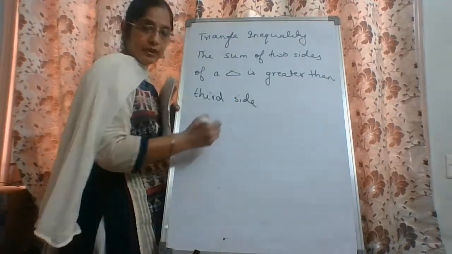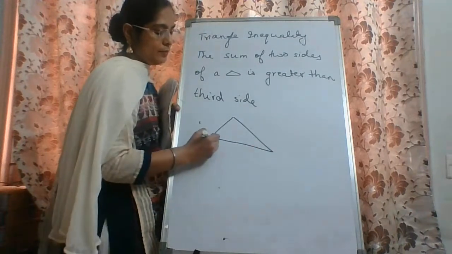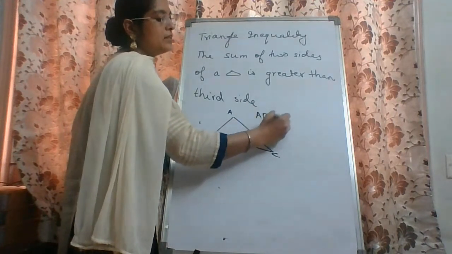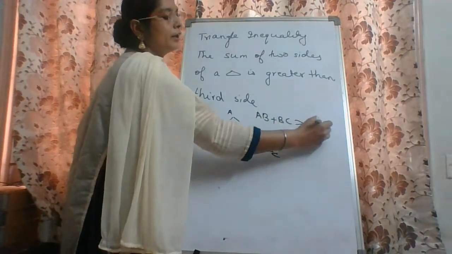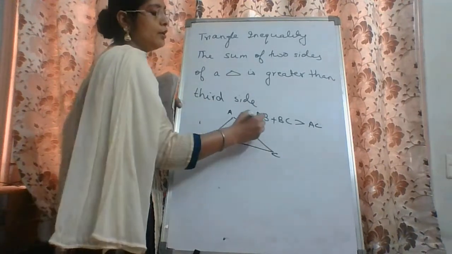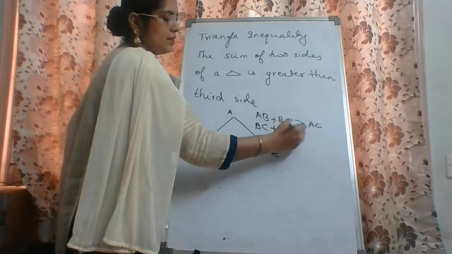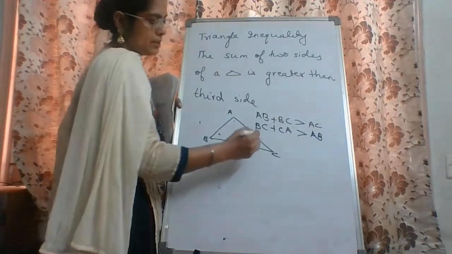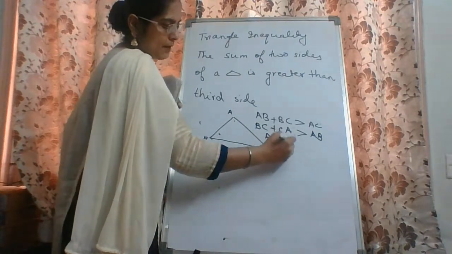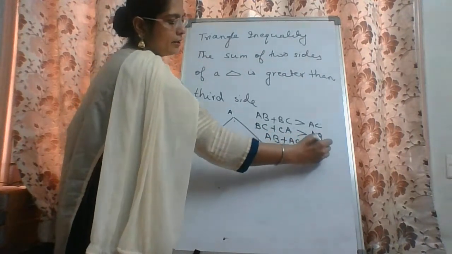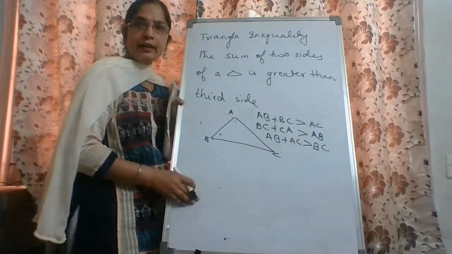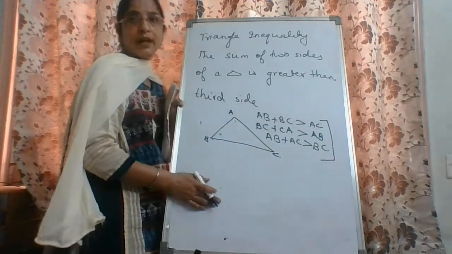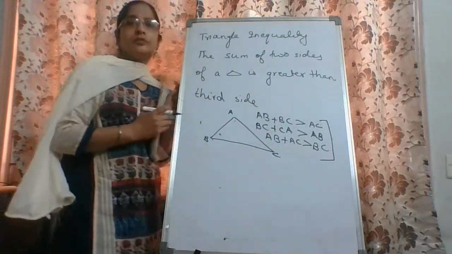What does it actually mean? This is a triangle ABC. Here AB plus BC should be greater than AC. BC plus CA should be greater than AB. AB plus AC is greater than BC. For the triangle to be formed, all these three conditions should be satisfied. Then only we can form a triangle.